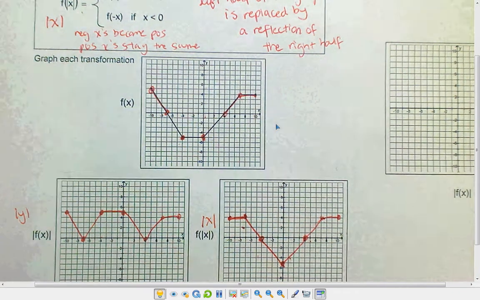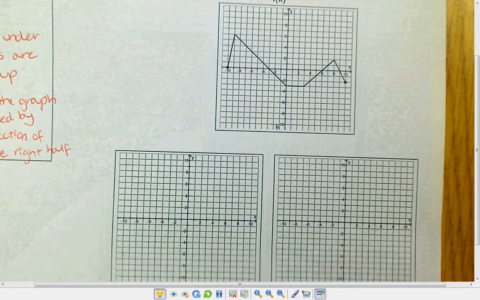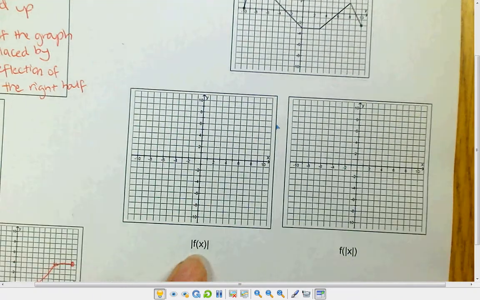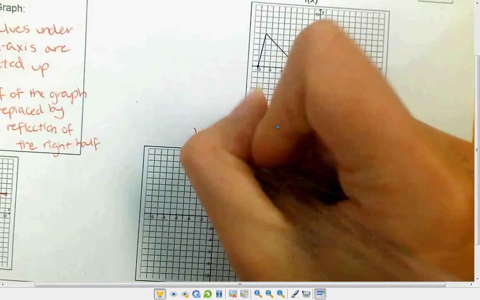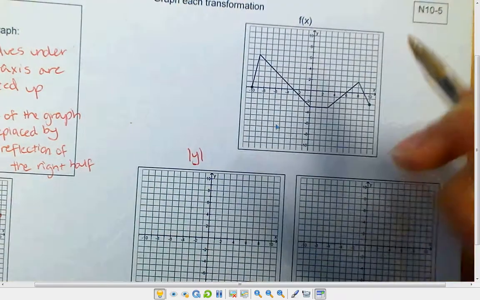Okay, let's see another example of this. So if we go to our next example, this is now f of x. For our first graph, we're going to graph the absolute value of f of x. So this is where I'm taking the absolute value of y. So all my positive y's stay the same.